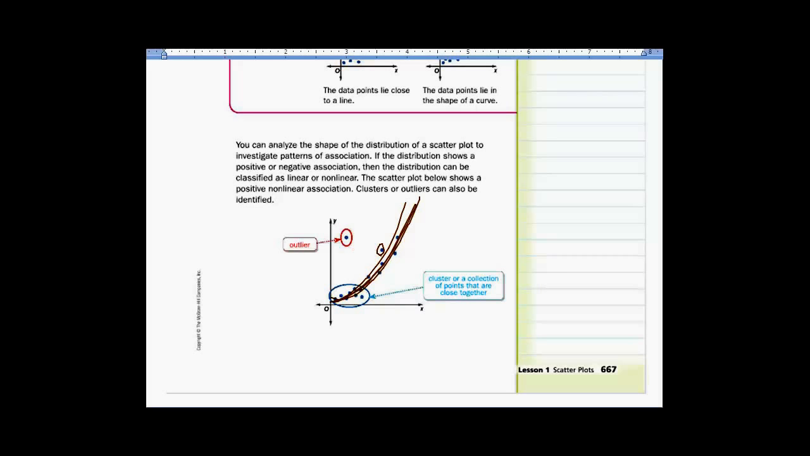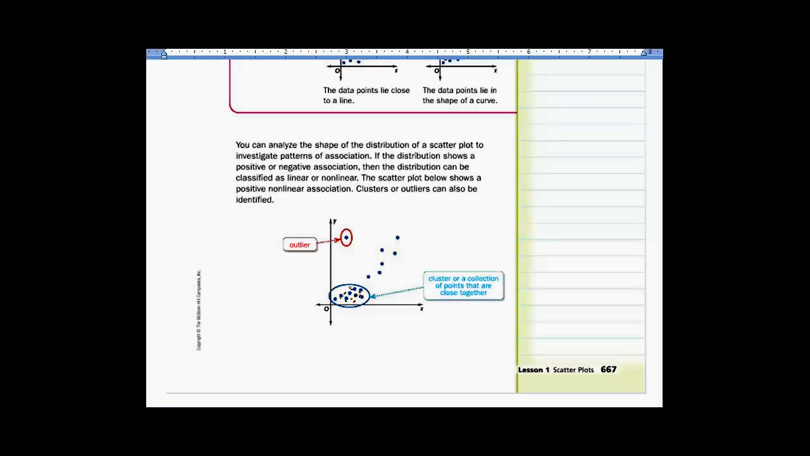But you could also do, oh, we just cleared it all. There we go. You could also locate clusters. You see how they're more spread out up here, but down here it's dense. So that would be called a cluster of data.